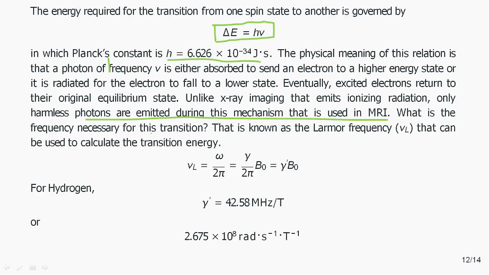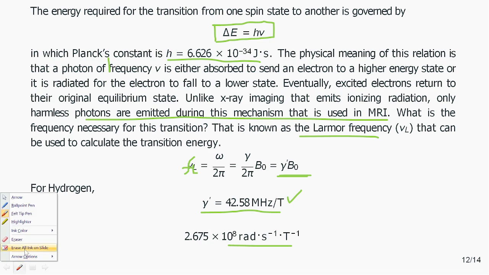So, what is the frequency necessary for this transition? This is known as your Larmor frequency, and as we have seen, it is related to this frequency. We can write this term as F_L. The Larmor frequency is equal to gamma B naught. Gamma is your gyromagnetic ratio, which is equal to 42.58 megahertz per Tesla, or in the radian scale, 2.675 into 10 to the power 8. So this is a constant.